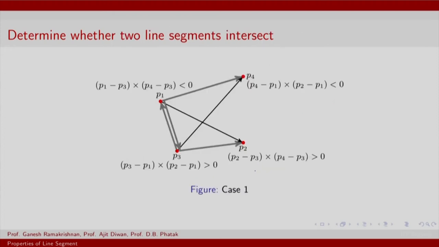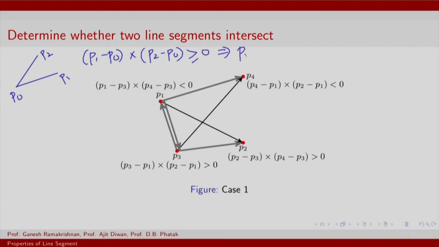One can generalize the discussion so far to address the following question. We are interested in determining whether two line segments intersect or not. We will answer this question by looking at the direction of turn. We have already seen that if our points were P0, P1 and P2, then the cross product P1 minus P0 with P2 minus P0, if it is positive, then we know that P1 turns clockwise from P2 with respect to P0. Now, can we use this fact to answer the general question if two line segments P1, P2 and P3, P4 intersect?